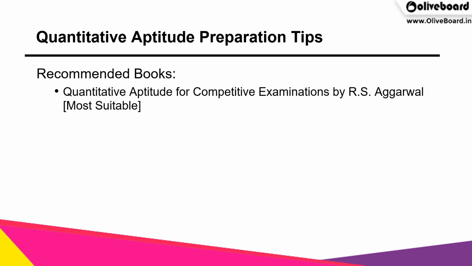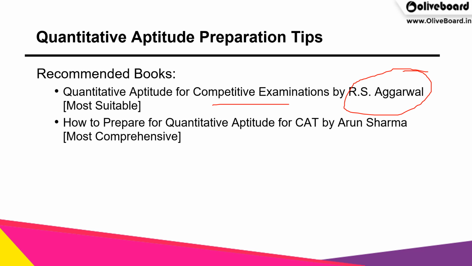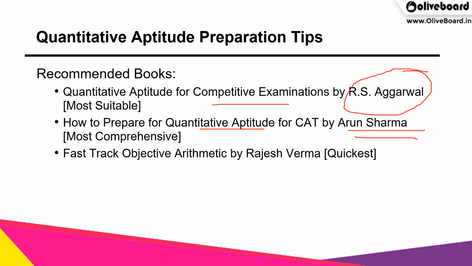The recommended books. Quantitative Aptitude for Competitive Examinations by R.S. Agarwal is a very good book. So this is most suitable. How to Prepare for Quantitative Aptitude for CAT by Arun Sharma is the most comprehensive book. Also, you can refer to Fast Track Objective Arithmetic by Rajesh Verma. This is the quickest by which you can finish the entire syllabus.